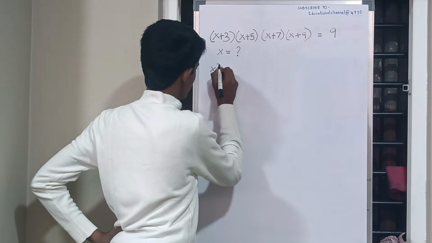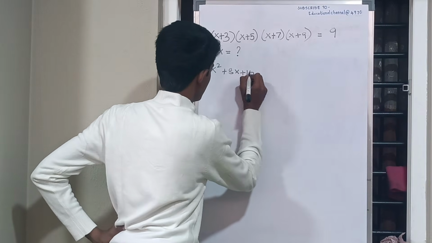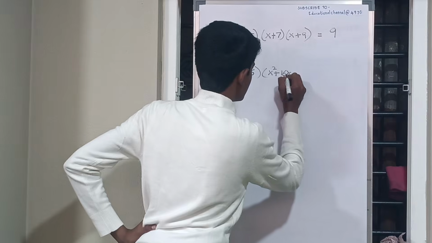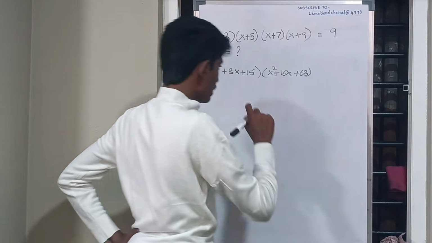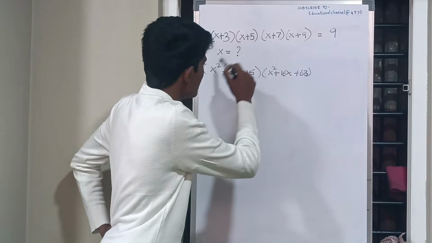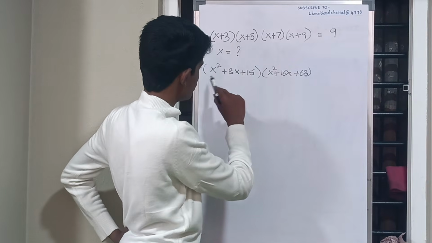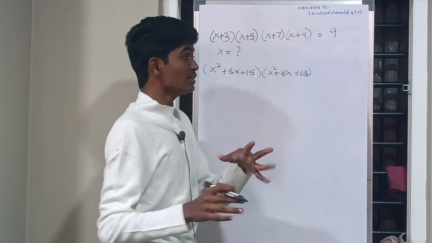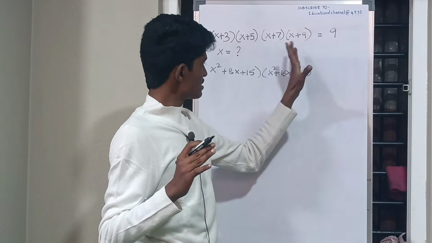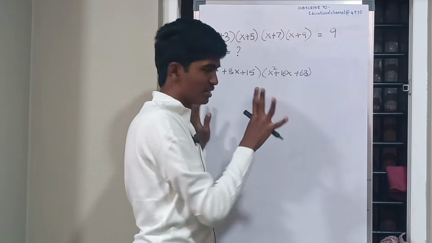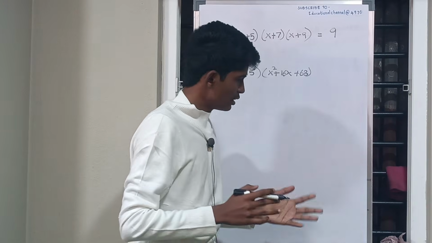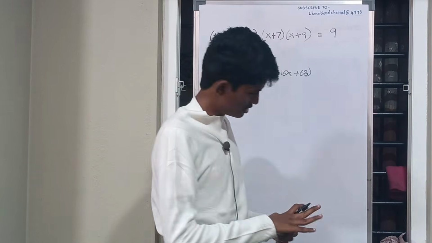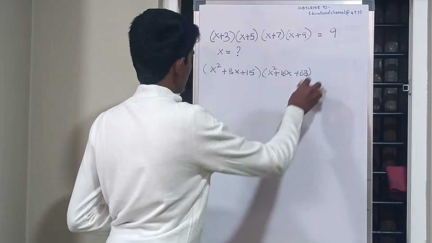X plus 3 times x plus 5 is x square plus 8x plus 15. And then x plus 7 times x plus 9 is x square plus 16x plus 63. Now I have to take my time to multiply these expressions. X power 4 plus 16x cube plus 63x square looks big, right? Even if you come up with an expression, a degree 4 equation, and you equate it to 0, the chances are that you will find no solution or it will be very difficult to find solutions.